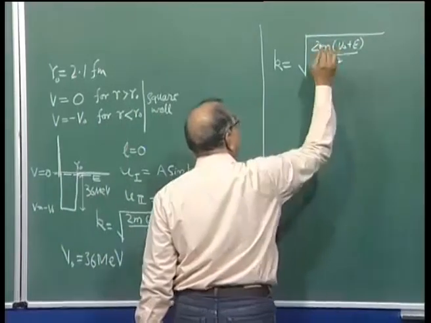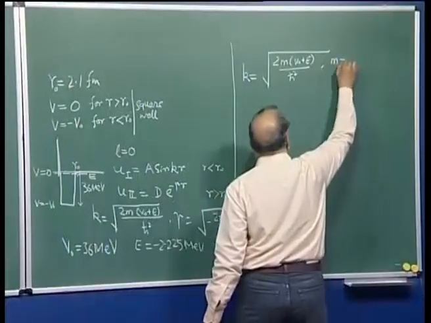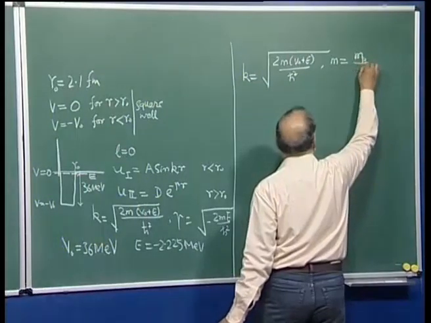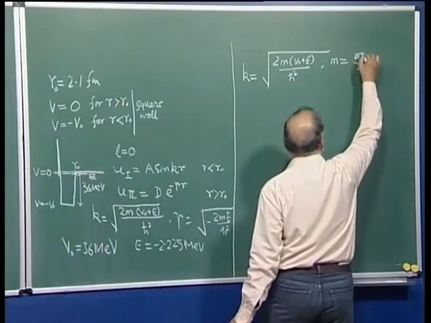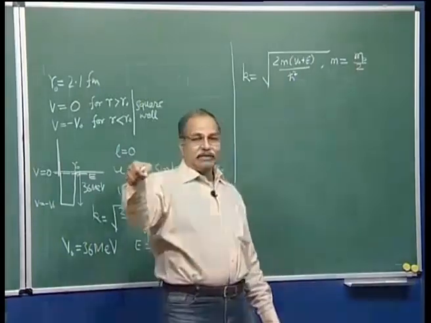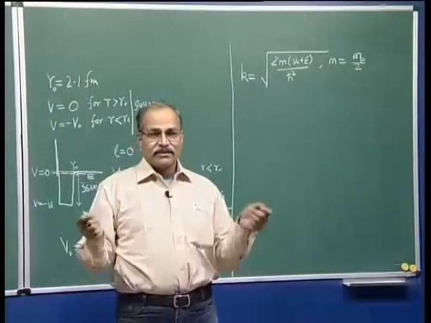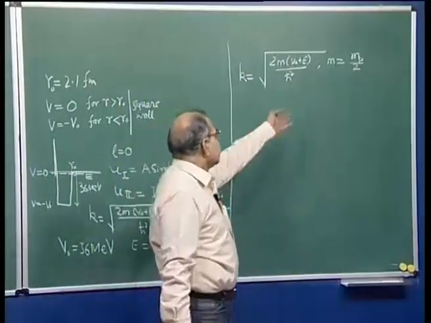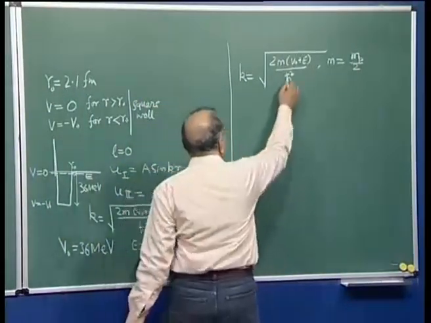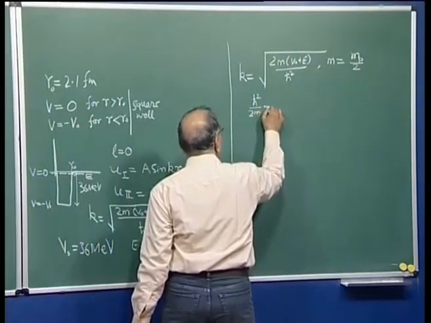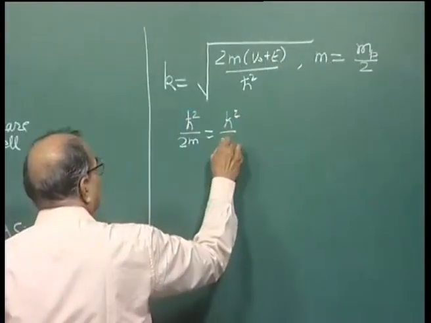K is given here. K is equal to square root of 2m (V naught plus E) over h cross square. And what is this m? M is mass of proton or mass of neutron divided by 2. In fact, it is mp into mn divided by mp plus mn, reduced mass of that system. So, taking the two to be almost same, this m is this. So, h cross square by 2m is h cross square by mass of proton.